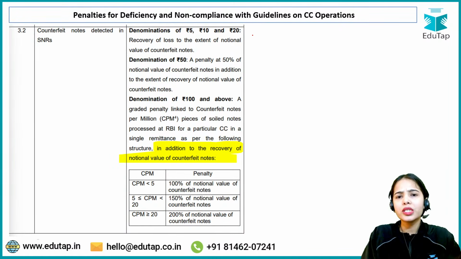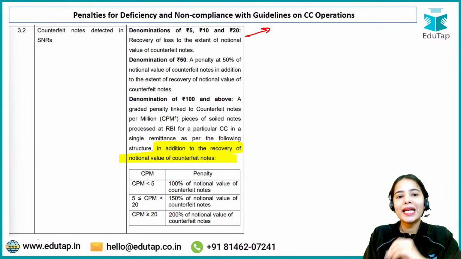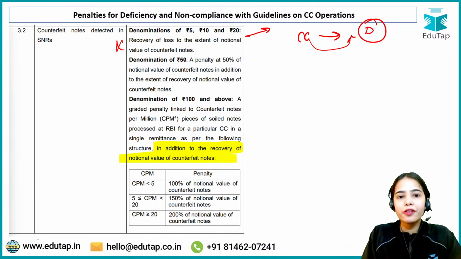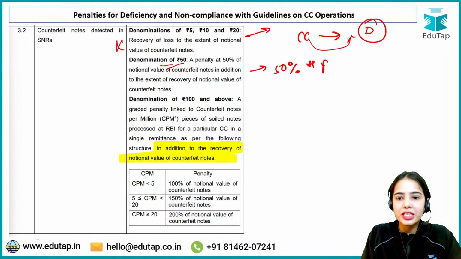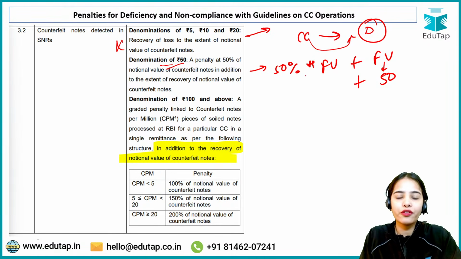If the counterfeit notes are of small value, they are difficult to identify also, and that's why the RBI is saying that there will be no penalty, but the currency chest will have to pay the recovery of loss. The currency chest will have to pay for the denomination of the notes that have been lost. For the denomination of 50 rupees, there will be a penalty of 50% of the face value of the note plus the face value of the note separately.